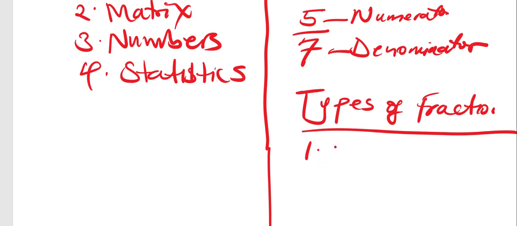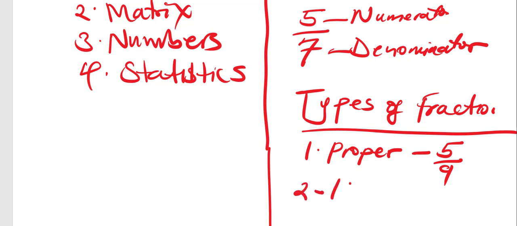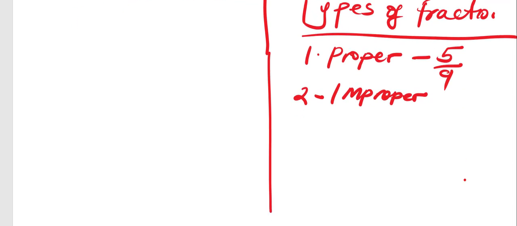So first of all, we have proper fraction. What is a proper fraction? A proper fraction is a fraction whereby the numerator is lesser than the denominator. We call that a proper fraction. Number 2, we have improper fraction. In improper fraction, we will find that the numerator is greater than the denominator.